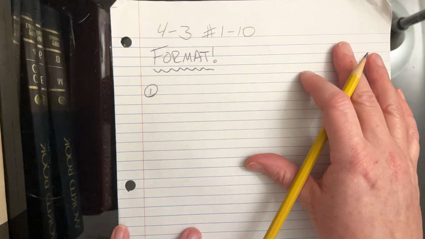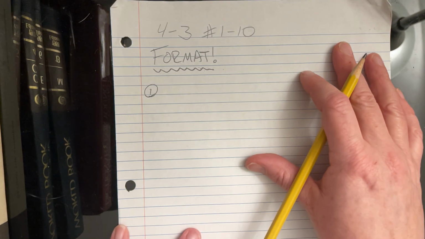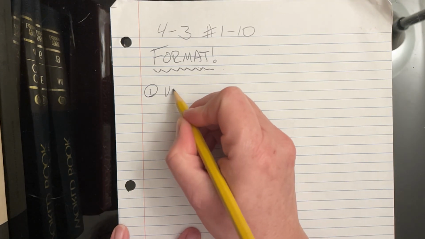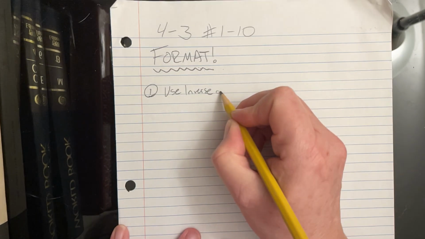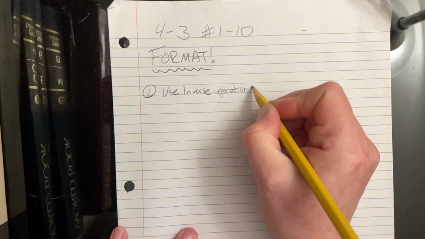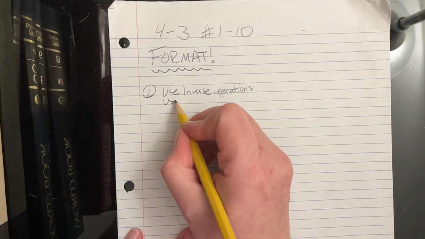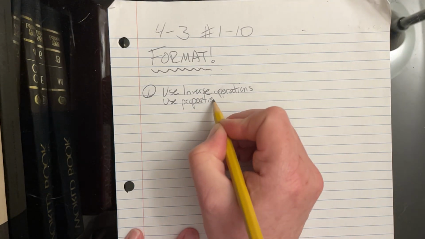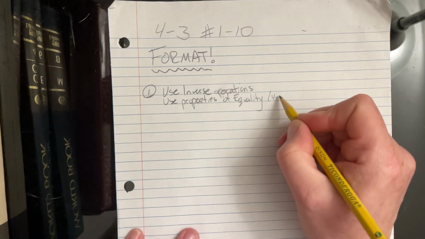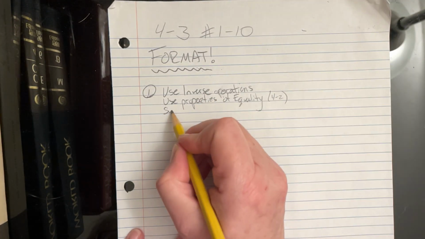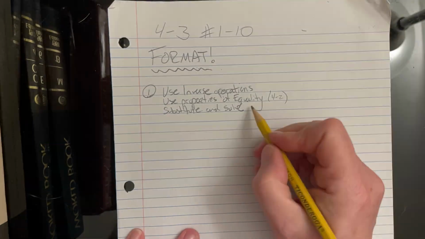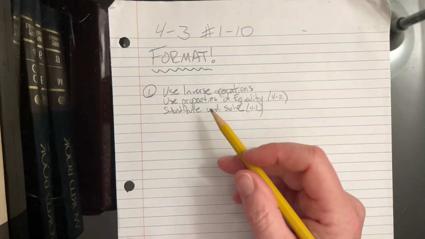Number 1 says, how can you write and solve an addition or subtraction equation? So write and solve. I'm not going to get crazy about all of your answers. You could say you could use inverse operations. Oops, operations is spelled with only one P. You could use the properties of equality that we learned about in 4.2. And we could also substitute and solve. That's from 4.1. Anything you do here is probably okay.